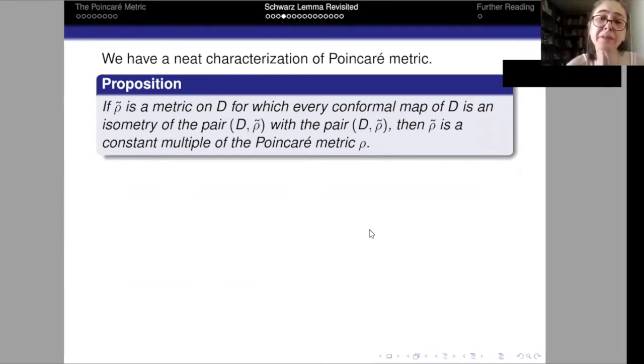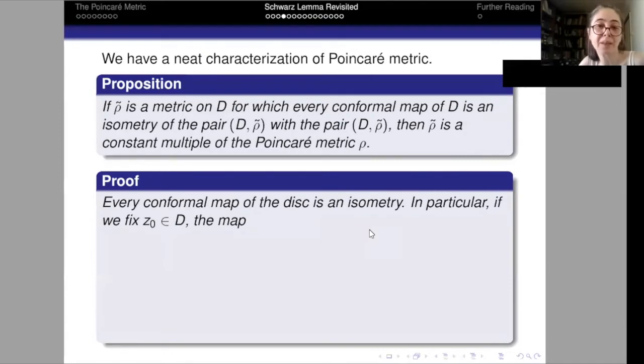Now you want to characterize the Poincare metric. We have a neat characterization. If there is any metric on D for which every conformal map on the unit disk is an isometry of the pair with itself, then this metric is a constant multiple of the Poincare metric. So this means that every metric we form by these isometries is actually kind of the Poincare metric.